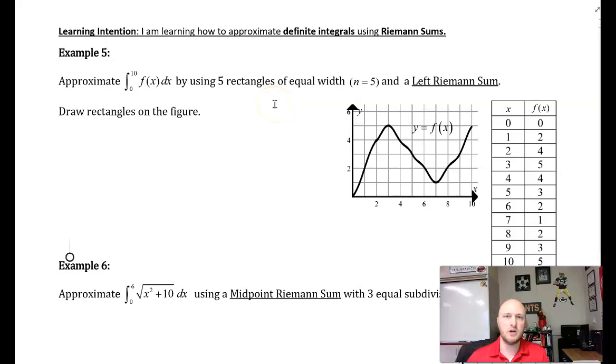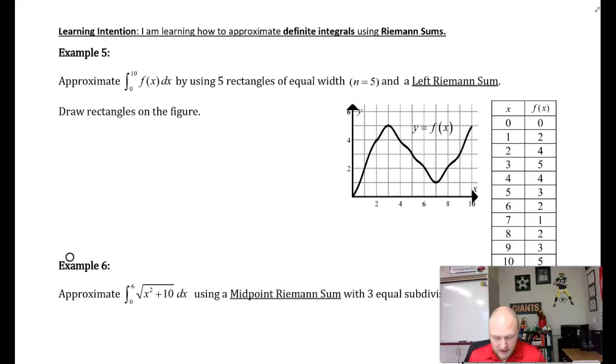In this video we are going to hammer out examples of left, right, and midpoint Riemann sums and then do a little bit of interpretation in context. So without further ado, we're going to jump right into example number 5. Remember, our learning intention is that we will be able to approximate definite integrals using Riemann sums.